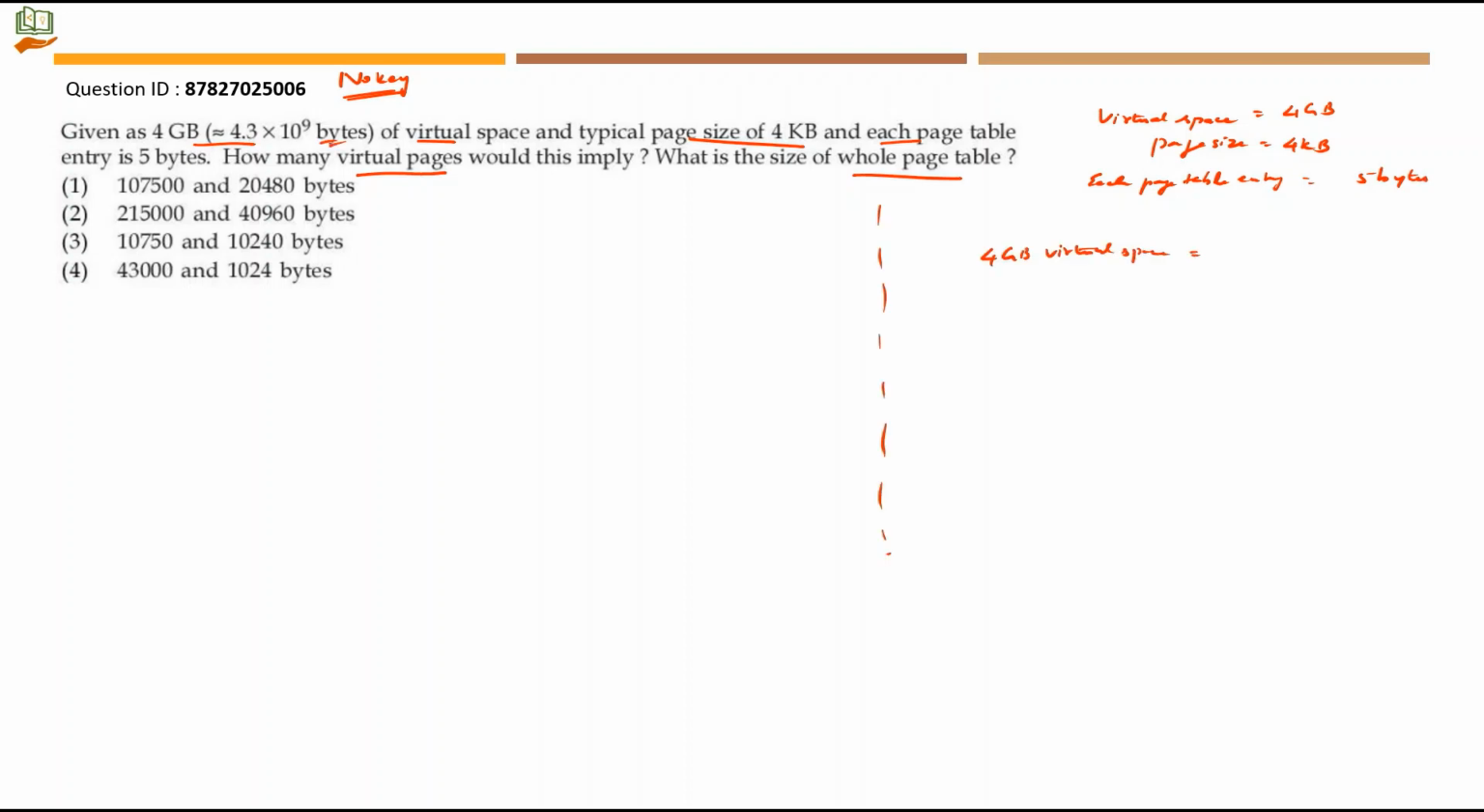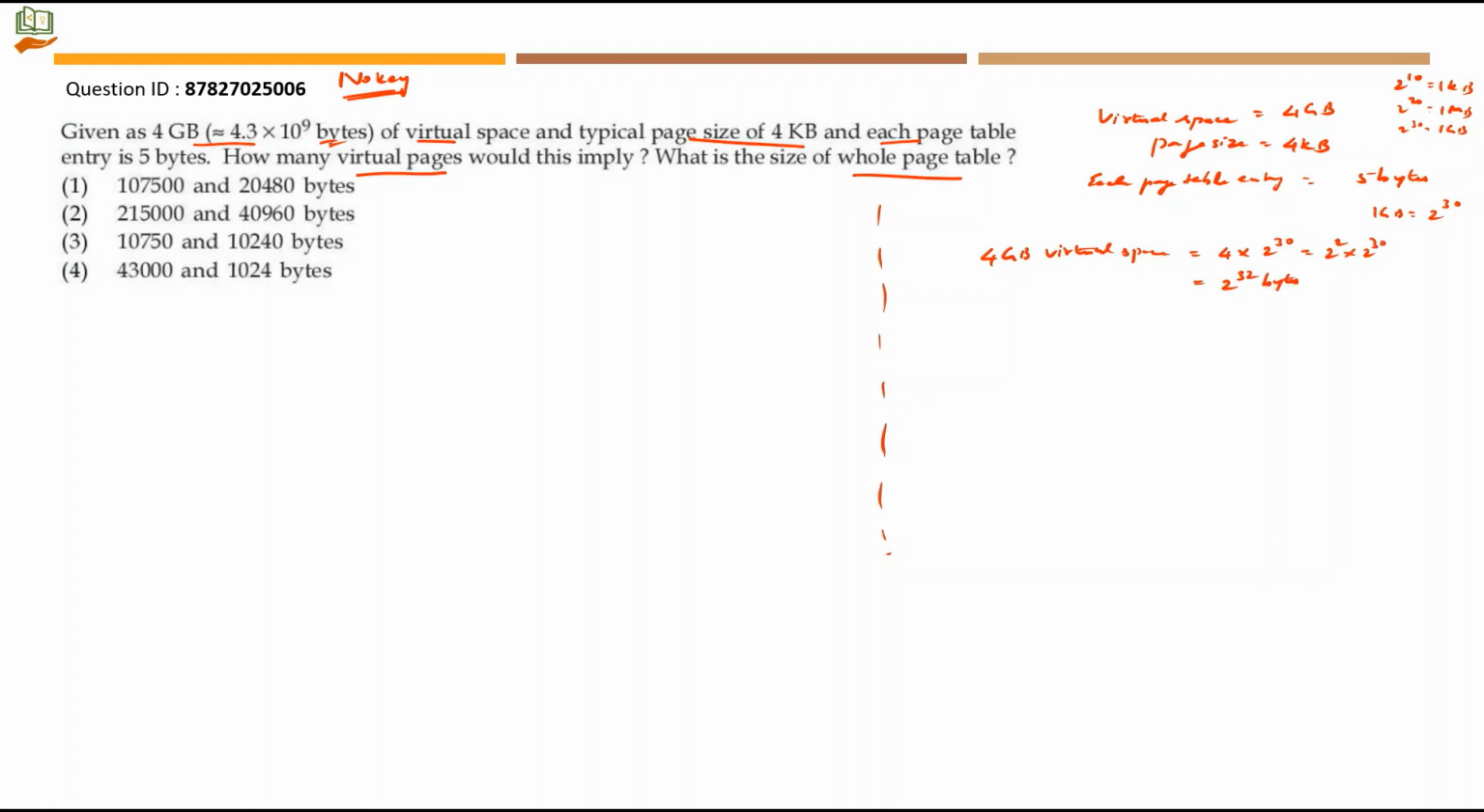4 GB virtual space can be written as 4 into 1 GB. So 1 GB is equal to 2 power 30. 2 power 10 is 1 KB, 2 power 20 is 1 MB and 2 power 30 is 1 GB. So 4 into 2 power 30, 4 can be written as 2 power 2 into 2 power 30, which will give altogether 2 power 32 bytes. This is the 4 GB space.